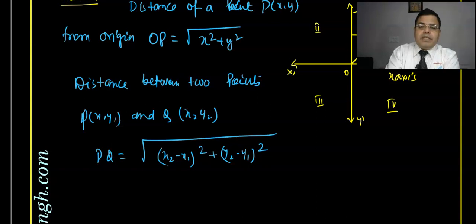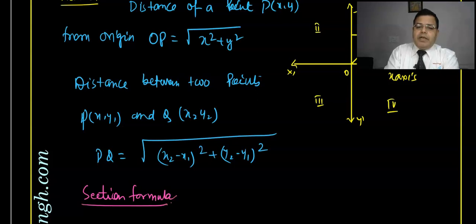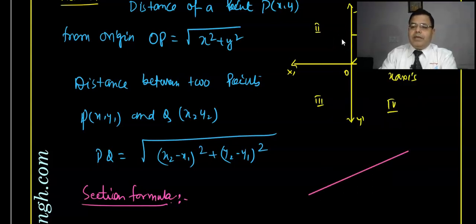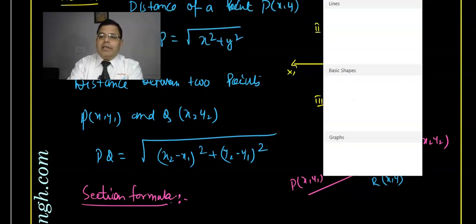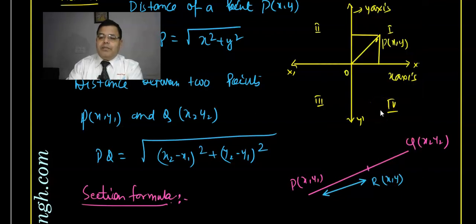Also, you are aware of the section formula, and in the section formula it is given that when a point divides the line segment joining two points, say P(x1, y1) and Q(x2, y2), and R is any point with coordinates x, y which divides PQ in the ratio M is to N internally, this is the M part and this one is the N part, then that will be, this is internally; it is said that internally and externally.